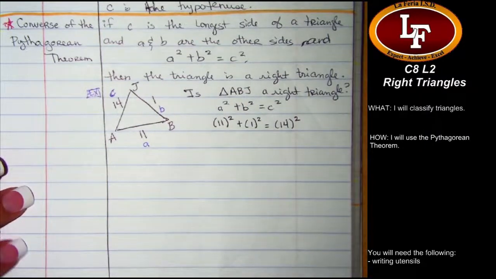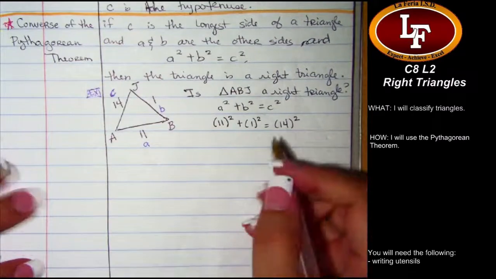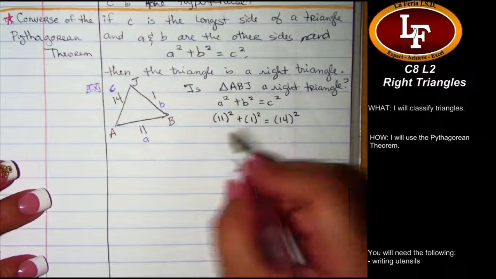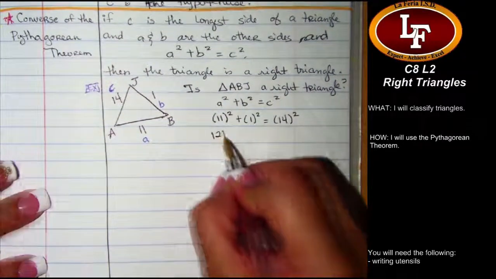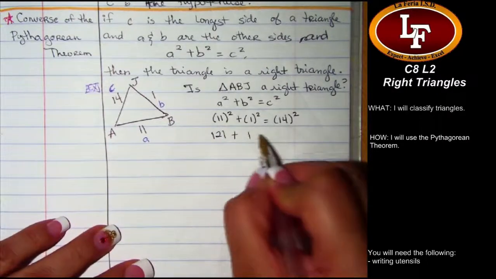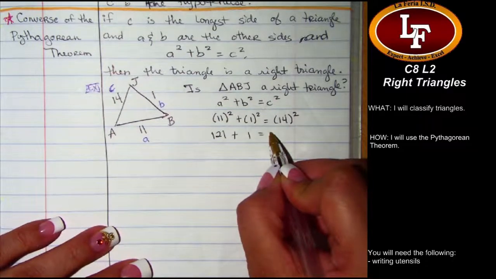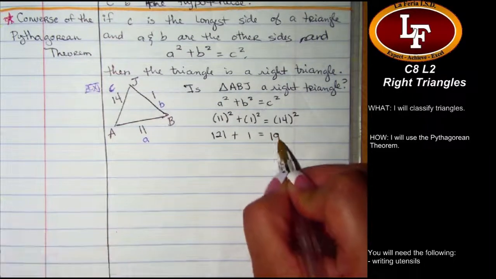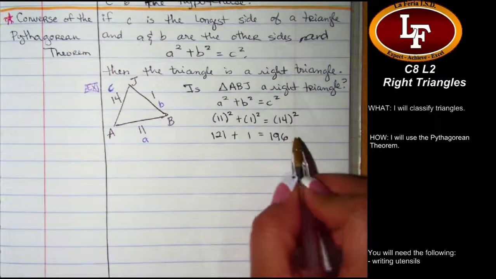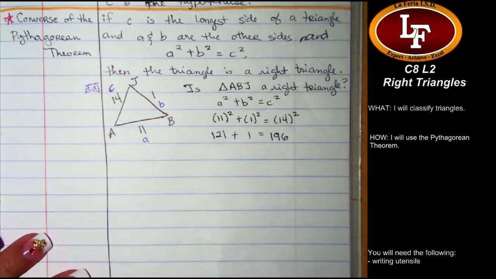Yes. All right, 11 squared is 121. 1 squared is 1. 14 squared is 196. She's saying 196. Someone confirm? Yep, she confirmed it, and he double confirmed. Nice job. Good memory.